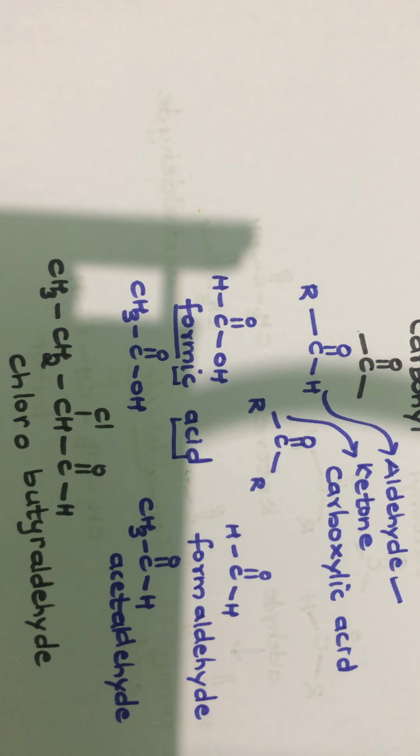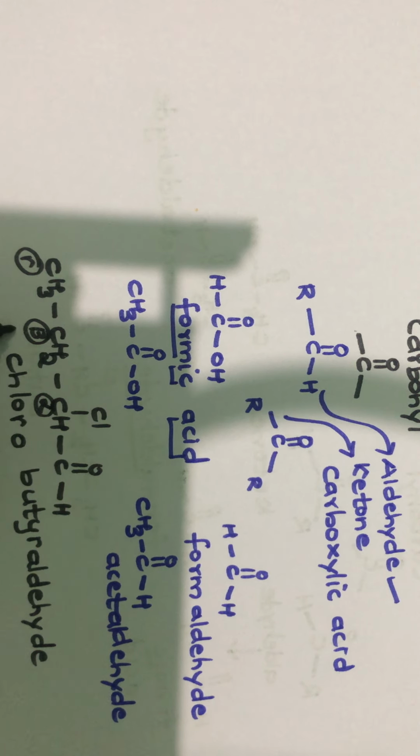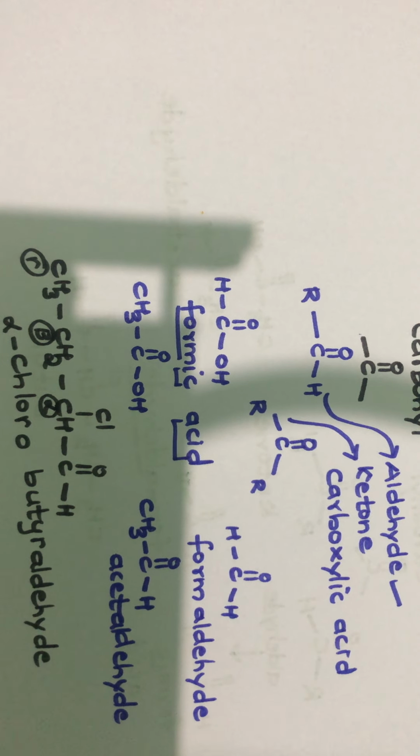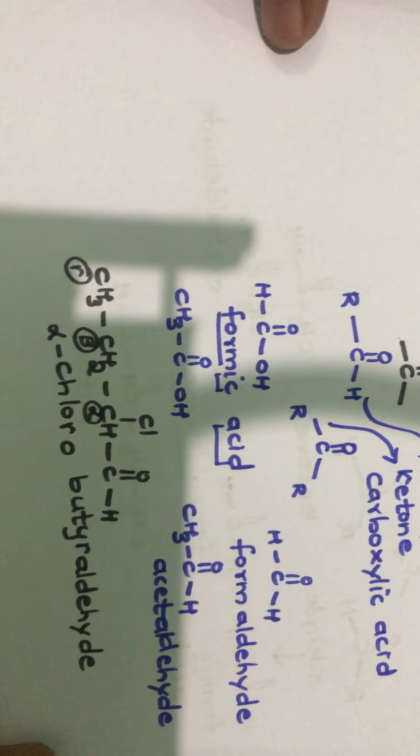In the common system of naming, the carbonyl carbon's next carbon is alpha. This is alpha, this is beta, this is gamma. But here the substituent is linked to the alpha carbon, so it is called alpha chlorobutyraldehyde. If it was linked here, then we would have called it beta chlorobutyraldehyde. So such terminologies are used. Okay, so this is for the aliphatic aldehydes. This is what we follow.